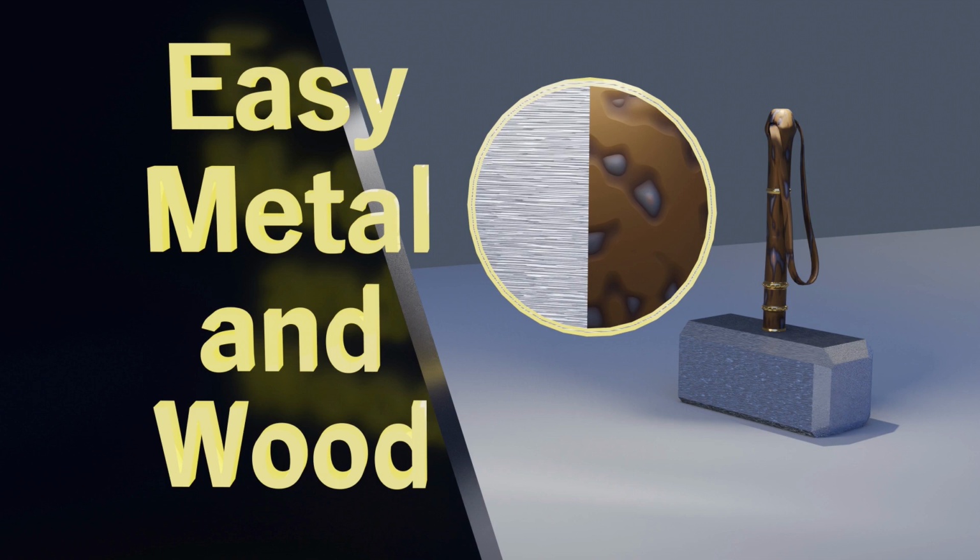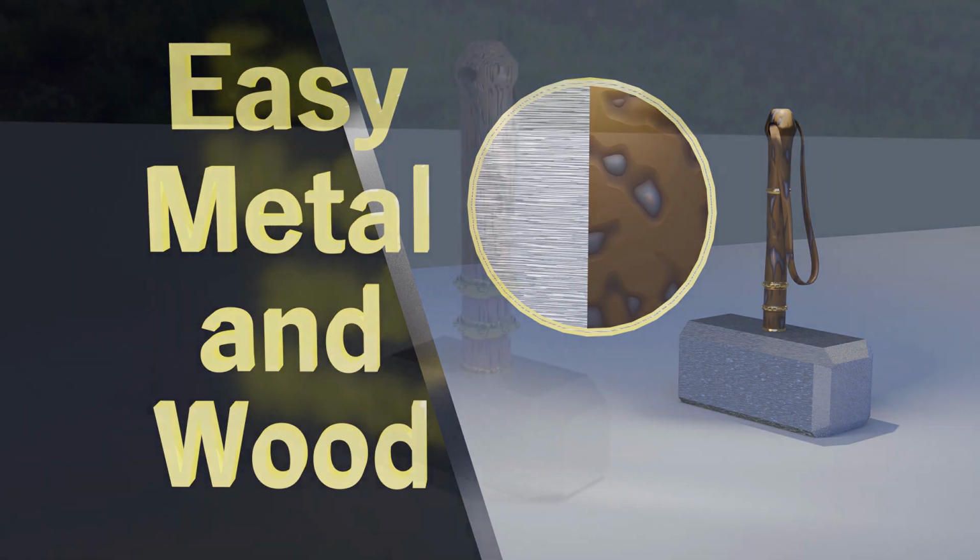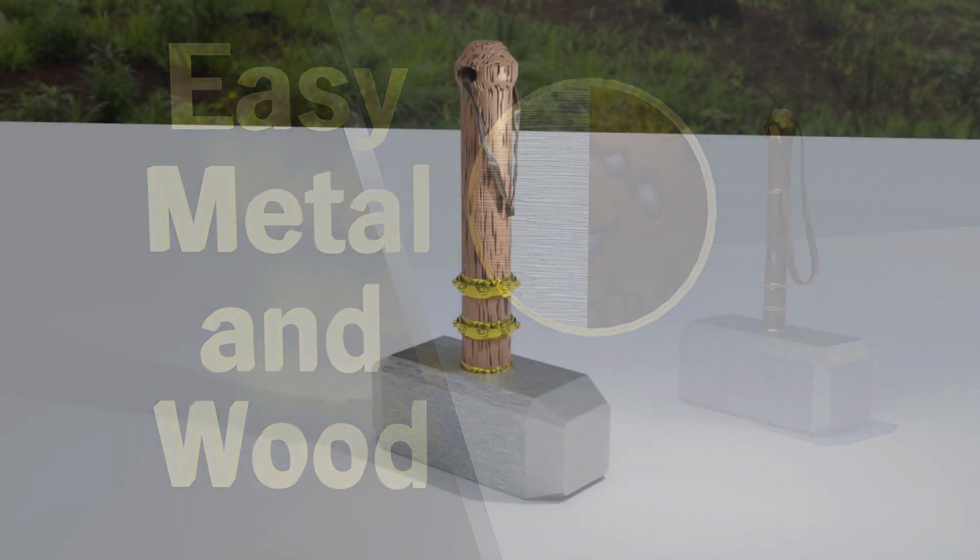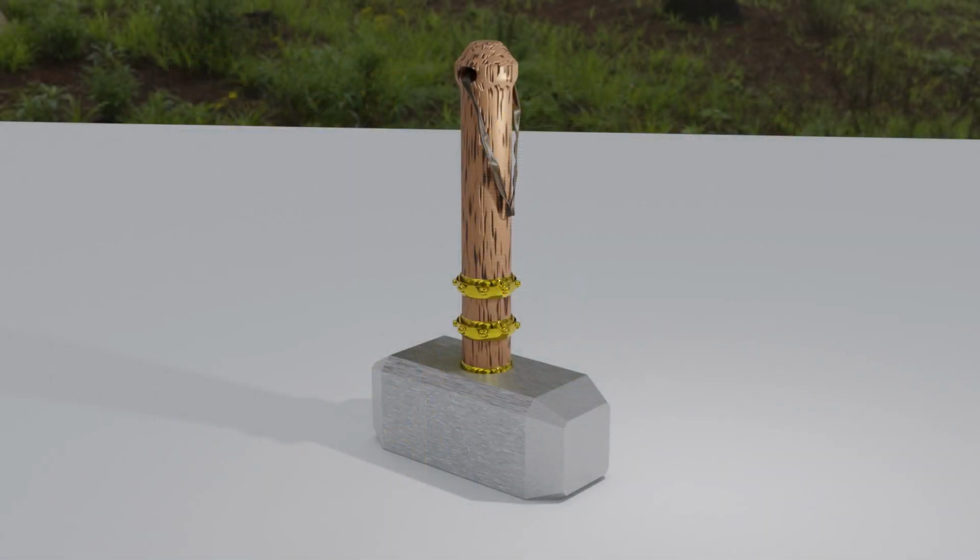In this tutorial we're going to be making two materials: a metal material and a wooden material. They're a bit cartoony but they're quite useful in their way. First of all, we're going to create a hammer.